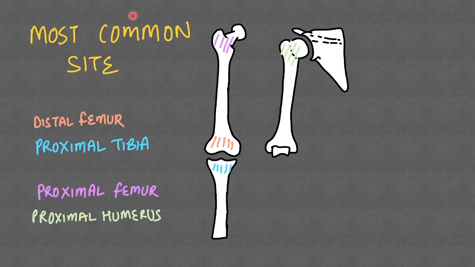If we talk about the most common site of the bone infection, the most common site is the distal end of femur, followed by proximal tibia. If these both are combined, we can say that the infection most commonly occurs around the knee joint. The other regions which are commonly involved are the proximal femur, which is near the hip joint, and the proximal humerus, which is near the shoulder joint.